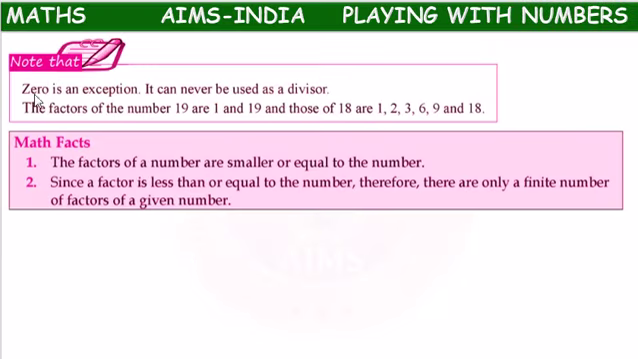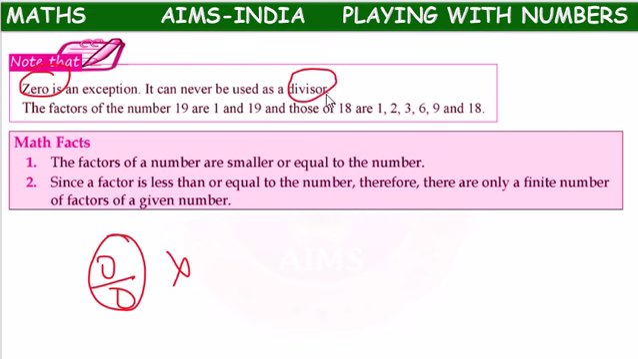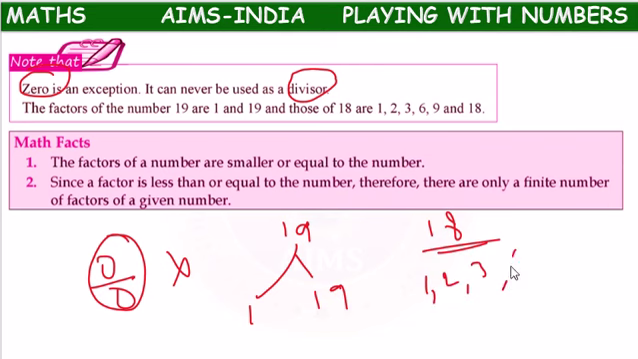Next note. Here 0 is an exception, because 0 by 0 is not divisible. While considering factors, we won't consider 0, because 0 cannot be used as a divisor. If we take 19, it has only two factors, 1 and 19. Whereas 18 has many factors: 1, 2, 3, 6, 9, 18.